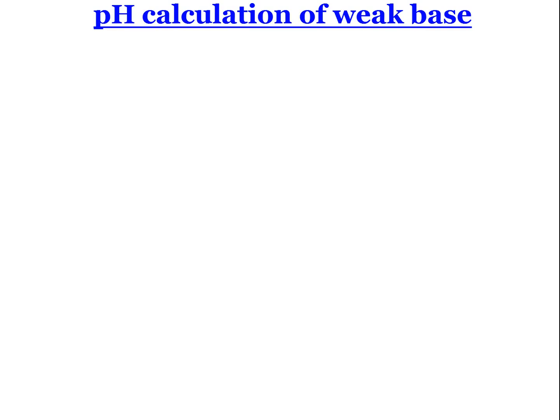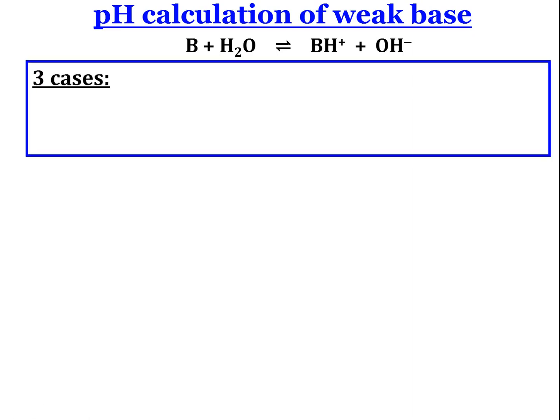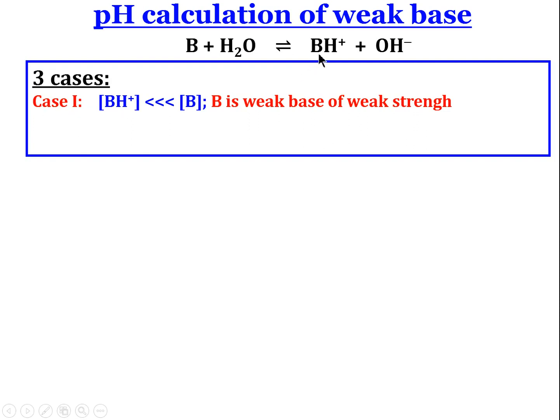For pH calculation of a weak base, we follow the same strategy. B in water dissociates to BH plus and OH minus. As in the case of the weak acid, in the weak base we also have three cases to be studied. First, case 1, if BH plus is negligible with respect to B, that means B did not dissociate to BH plus greatly, so B is a weak base of weak strength.